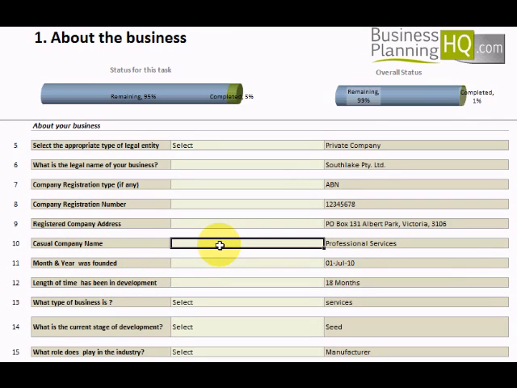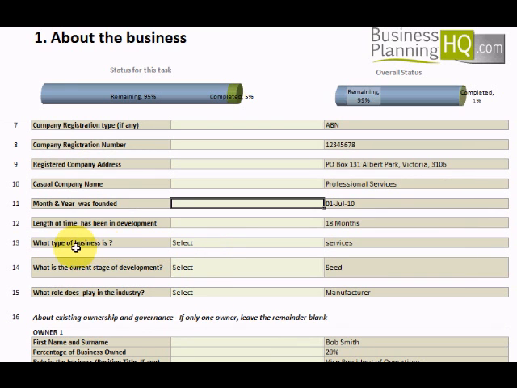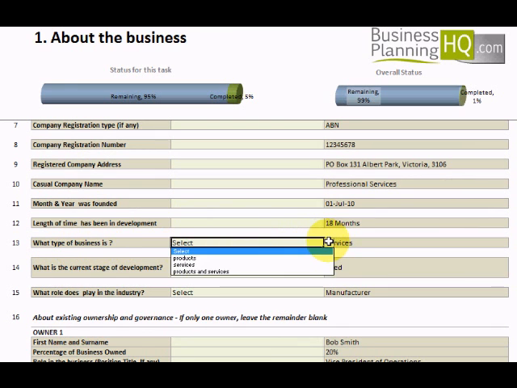So what would you like it referred to generally throughout the document? So a little bit more casual than the formal legal business name. When the business was founded, the length of time it was in development. What does the business do? So this is talking about, are you a product business, services business, or products and services?